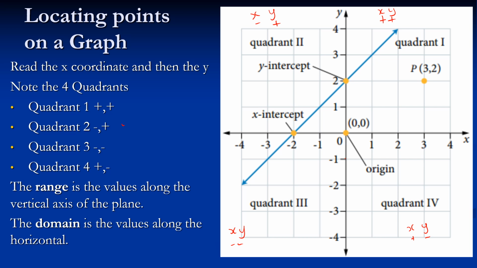Okay, when we want to think about our linear equation and putting it onto a graph, we think about the range. That's all the values along the vertical axis on the plane here. So if I have a look here, we're going from -2 up to +4, for example. And the domain is all the values along the horizontal, so we're going from -4 up to +2 for this domain.